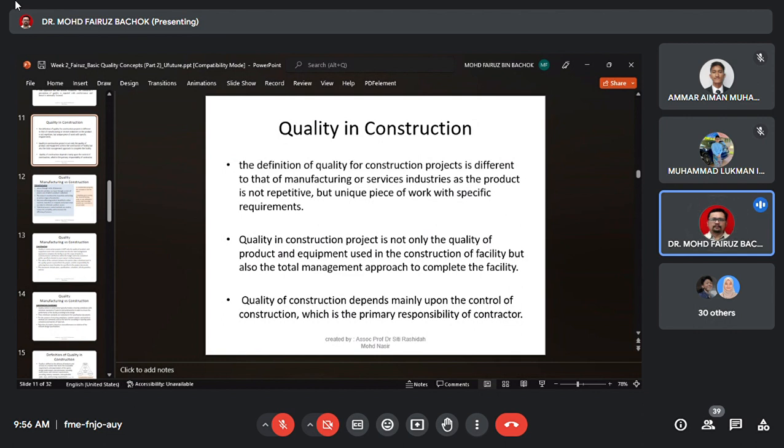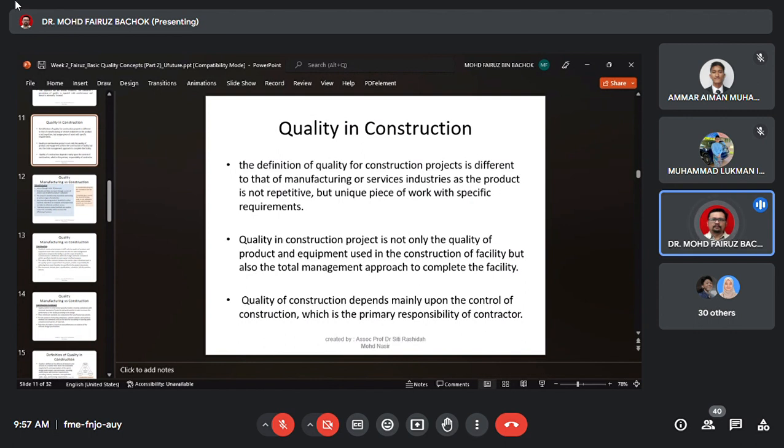But that cannot apply in construction, because we do not produce a repetitive product; we produce a unique piece of work. So we are not talking about the construction material, but about the construction. The material is a repetitive product because it is produced in the factory. But construction at site is not, because if you are going to build a house or a building, you need to start from scratch.